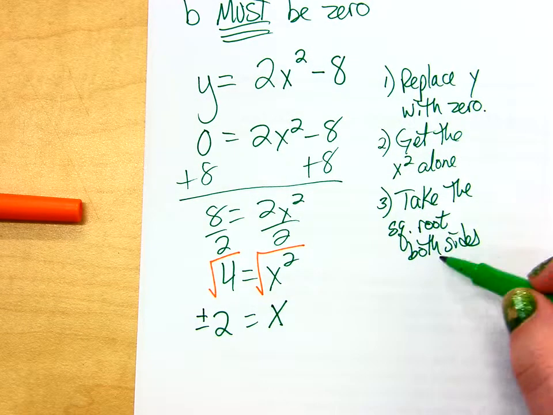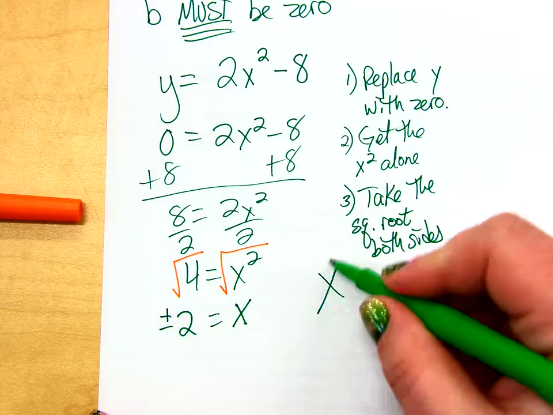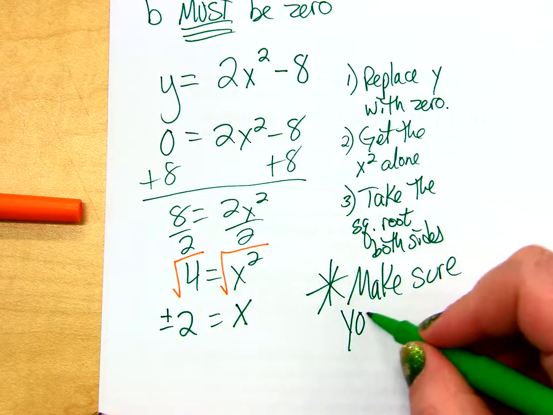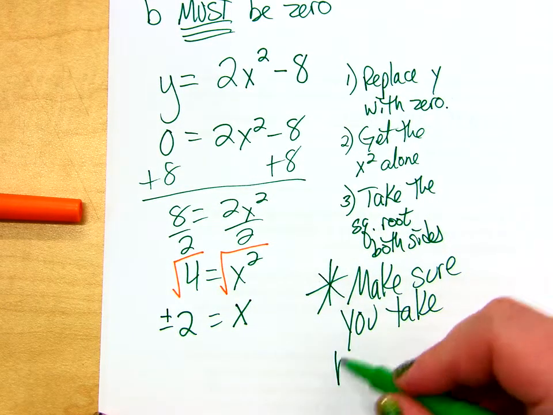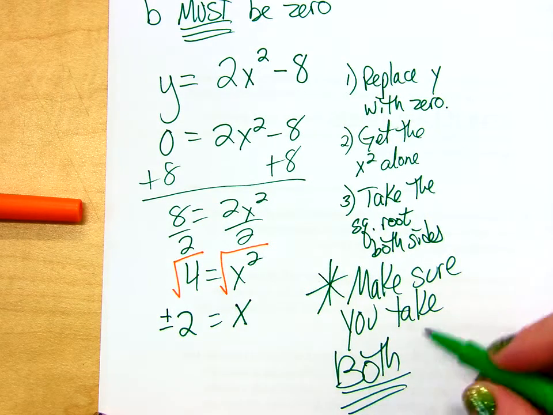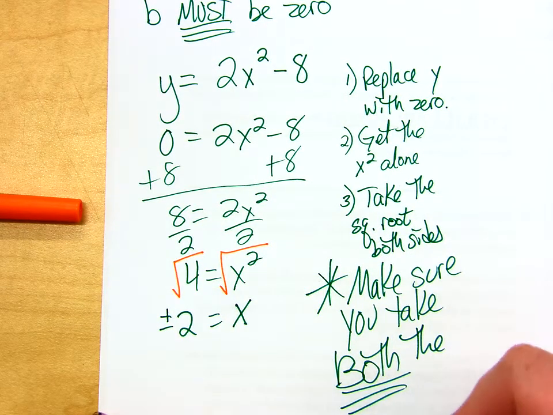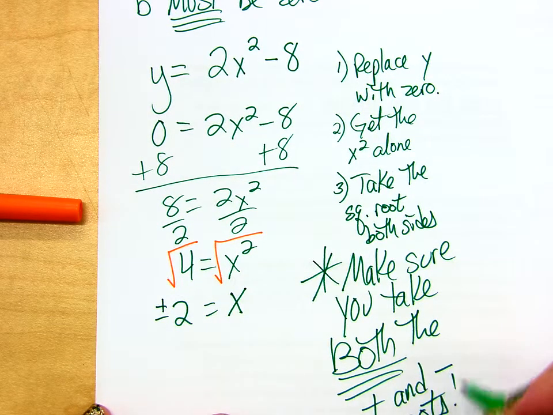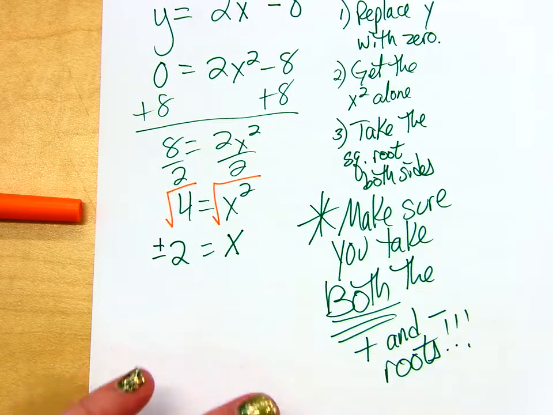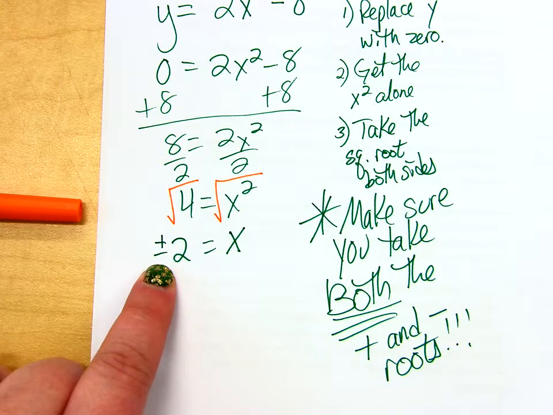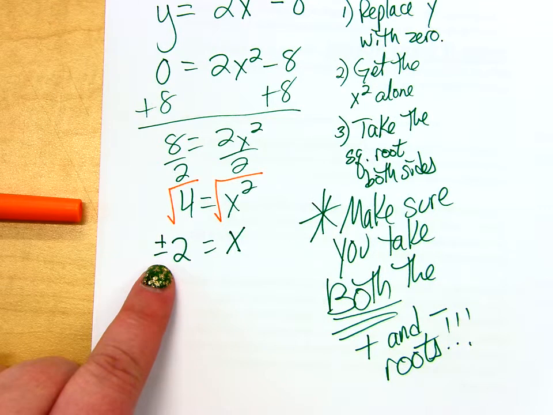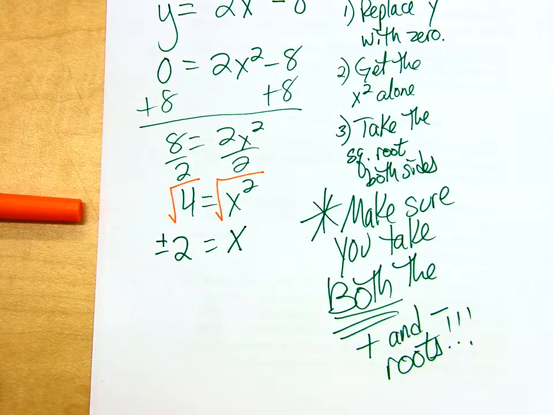Okay, so take the square root of both sides and let's put a big star to say make sure you take both the positive and negative root. Because they're both answers. And you guys know this symbol, right? How I wrote in front of the 2, plus minus? That's just a way, instead of writing +2 and then -2, you can write ±2, and that stands for both of them, if you weren't familiar with that.